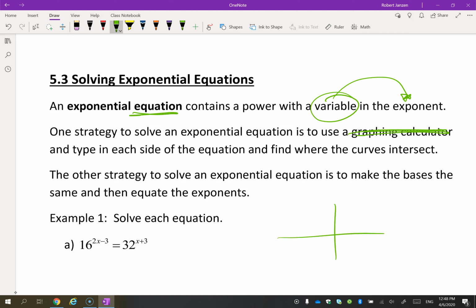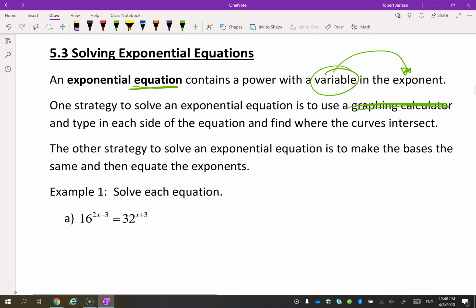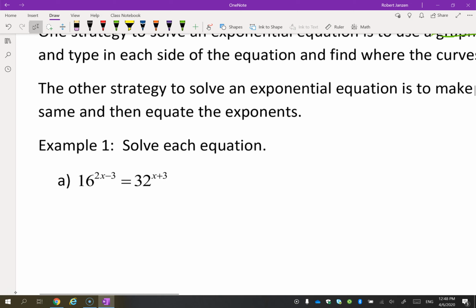So, for example, if you think of some of those curves we just had, if you had one like this and we had one like this, and we wanted the solution, we would want to know what is the x value where the two graphs cross. Okay, you will not be expected to do that. The way you're going to do these is to solve them algebraically. Okay, so let's take a look at this.